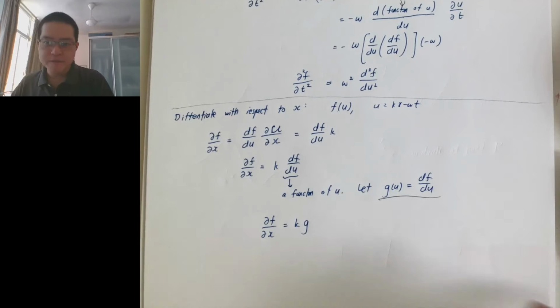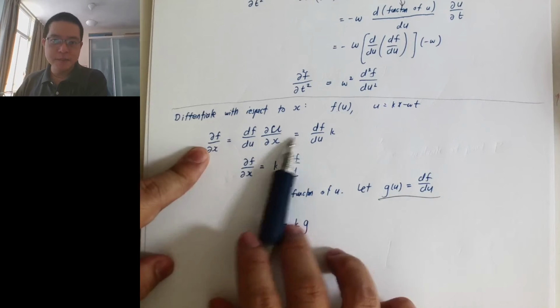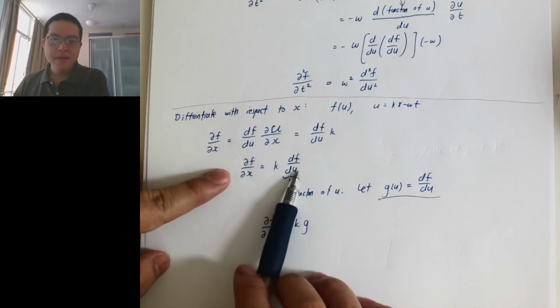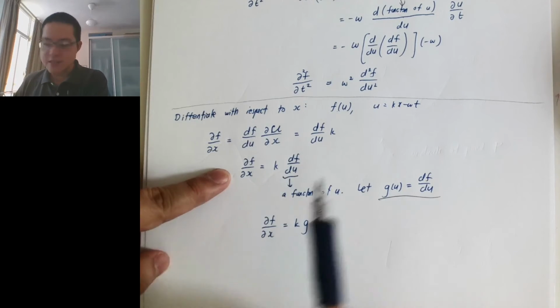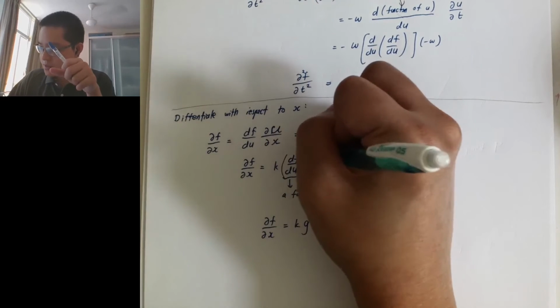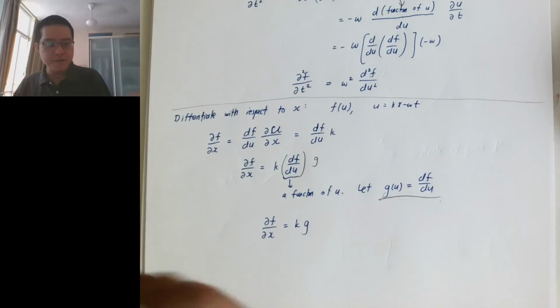Wait, I continue first. I think it will be clear after I finish, because every step is supposed to be nothing new, right? Chain rule, and then I just call this whole thing g, so it's easier to understand. So it becomes kg, and then I differentiate this one more time.